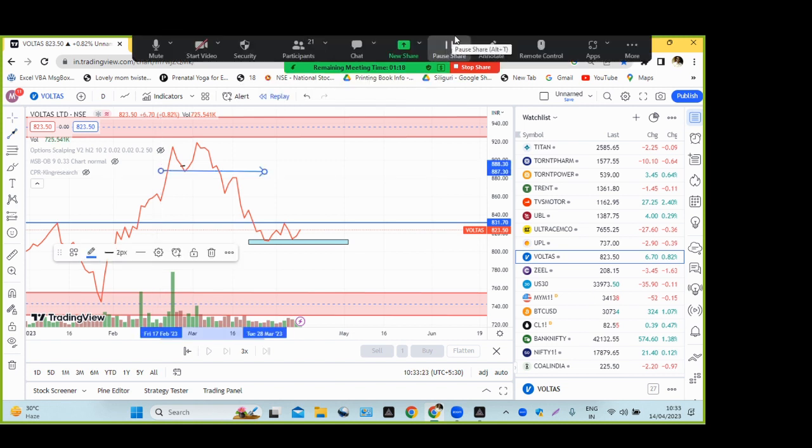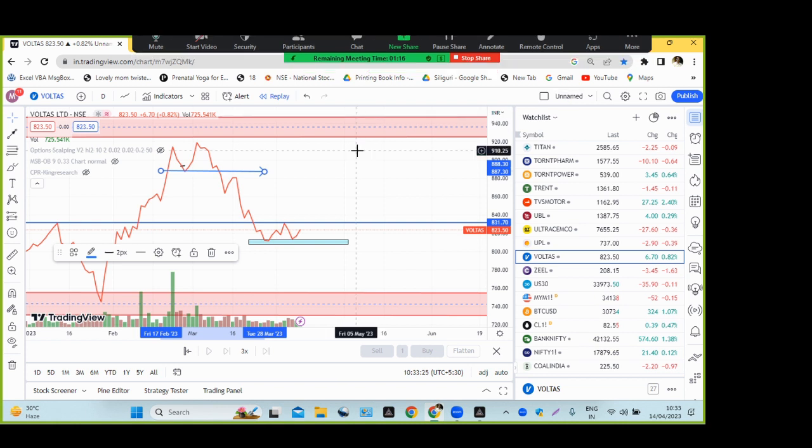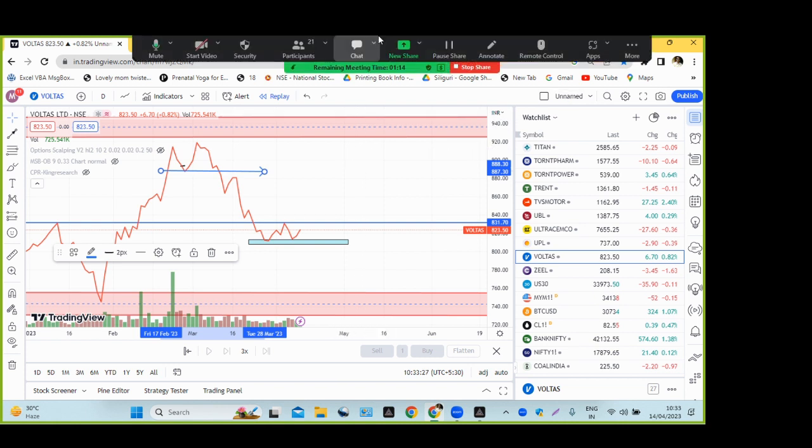So how much time is left? Only 1 minute is left. Once this session expires, you rejoin everyone. Okay, so try it. See, it is not an easy cake that you are going to learn in 1 or 2 sessions so that now you are an expert in price action. But I am trying my level best from my side that you guys try to understand the small things.